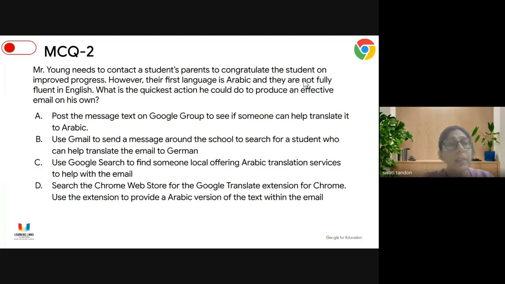Mr. Young needs to contact a student's parents to congratulate the student on improved progress. However, their first language is Arabic and they are not fully fluent in English. What is the quickest action he could do to produce an effective email on his own? A, post the message text on Google Groups to see if someone can help translate it to Arabic. B, use Gmail to send a message around the school to search for a student who can help translate the email to German. C, use Google search to find someone local offering Arabic translation services.